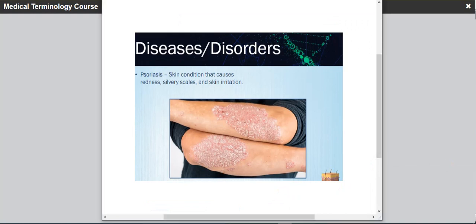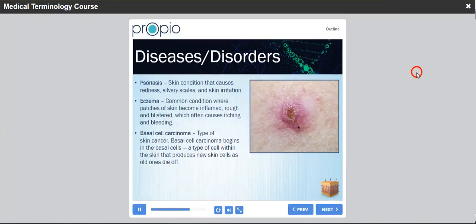Eczema. It's a common condition where patches of skin become inflamed, rough and blistered, which often causes itching and bleeding. Basal cell carcinoma is a type of skin cancer.